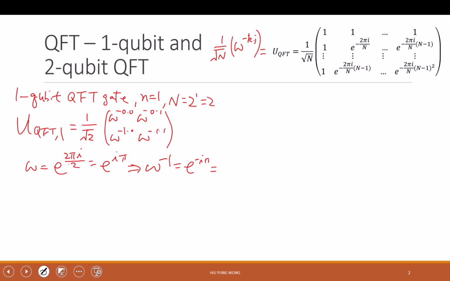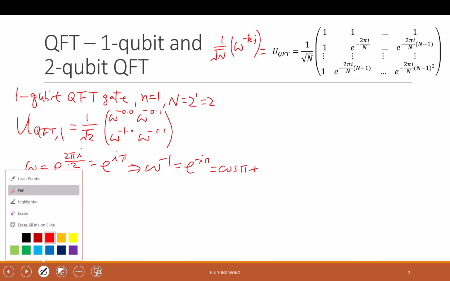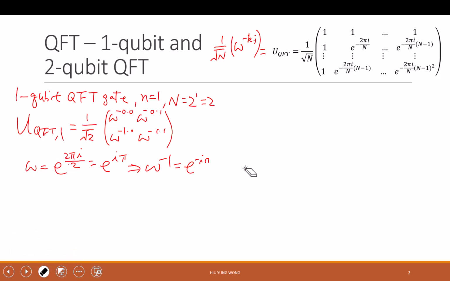So what is this? It's the cosine, still the same actually, I said it wrong. Let me write a new row. It equals cosine pi minus i sine pi, right? Actually, the result is the same. It equals minus 1, right? So what is the matrix? What does it look like?